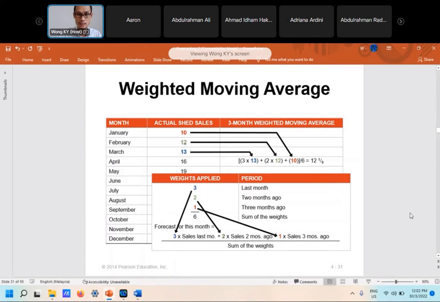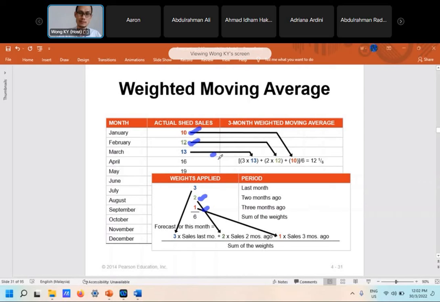So it means that 3 will be assigned to March data. And 2 will be assigned to February data, which is 2 months ago data. And 1 will be assigned to January data, which is 3 months ago data. Remember, we're trying to forecast April. We are now at the end of March. Here, we have 3 previous months actual sales data. We want to forecast the coming month, which is April.